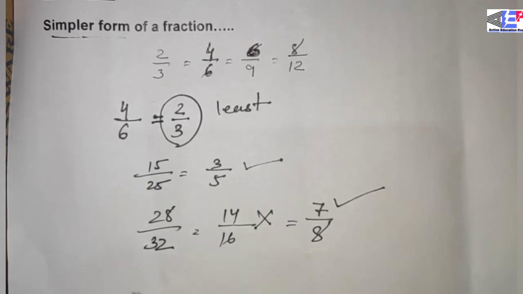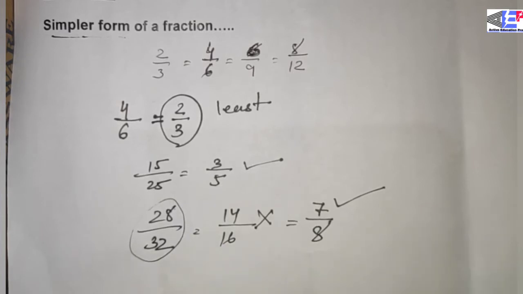Then the exceptional case is 28 by 32. When you divide by 2, because both are even numbers, the result is 14 by 16, but 14 by 16 is not the simpler form of this fraction, because 14 by 16 again has a common factor 2. So again cancel by 2. Then the number is 7 by 8, and 7 by 8 is the simpler form of this 28 by 32. This is the simpler form of a fraction.